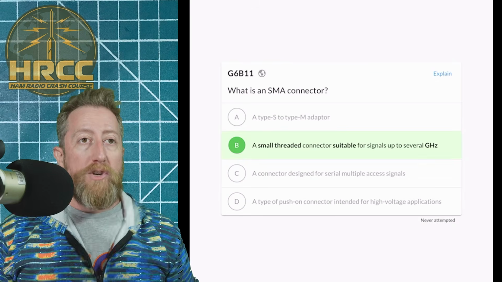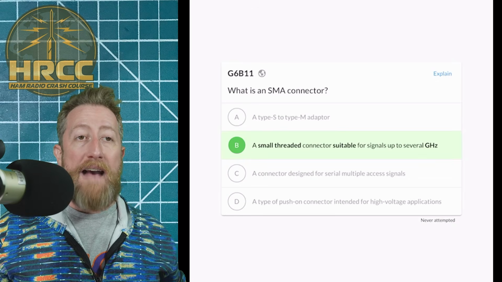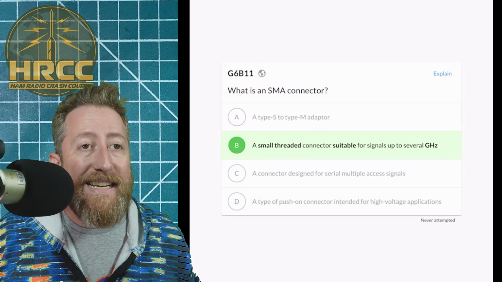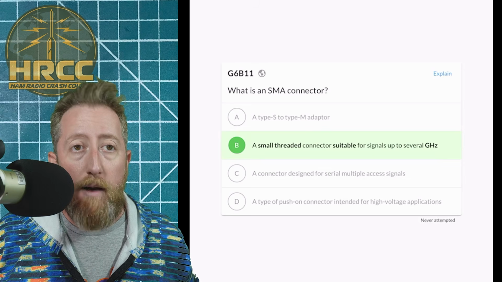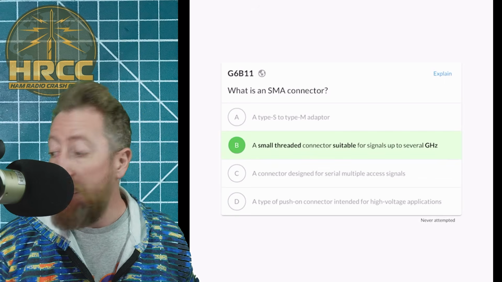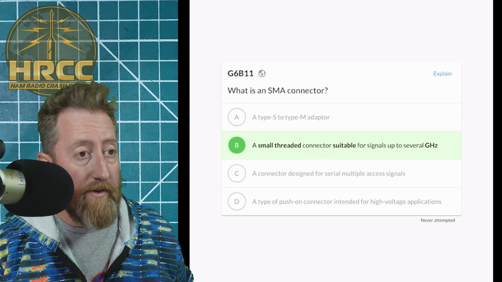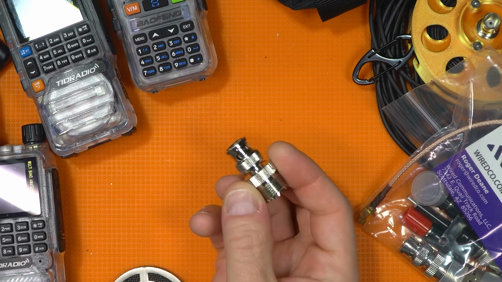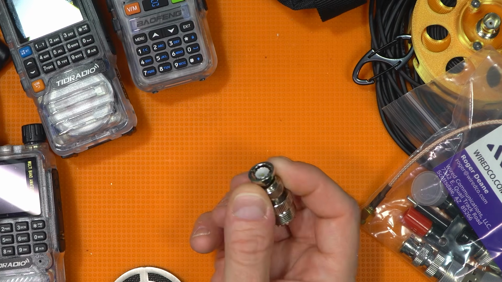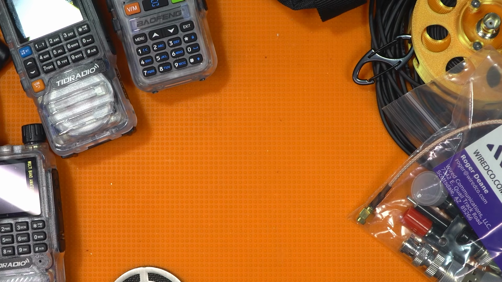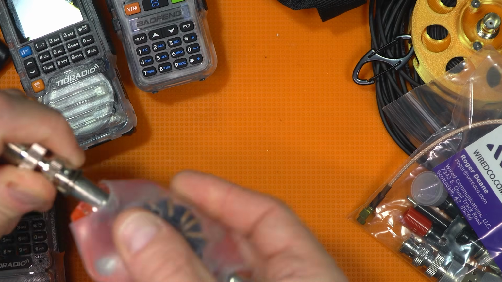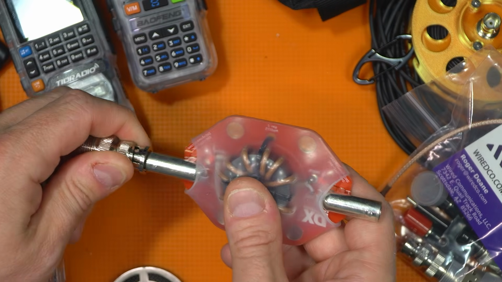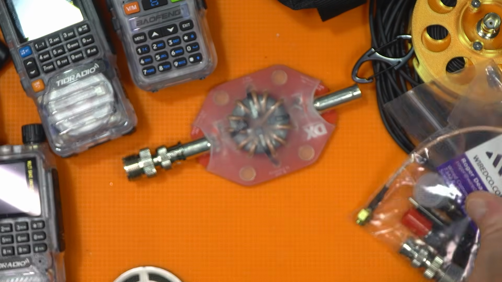We want that. Question 11, what is an SMA connector? And it is B, a small threaded connector suitable for signals up to several gigahertz. And I definitely have one of those around here. Now, this is the BNC connector talked about. It's a bayonet connector. It goes in like so and then rotates and locks into place, right? This is a very handy connector for portable antennas. We talked about that earlier.